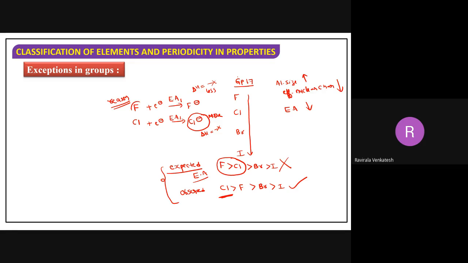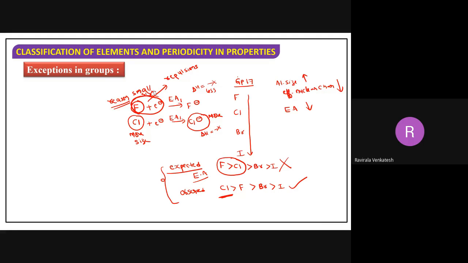So reason behind this one. See, fluorine is small size or not? Which is having more size, fluorine or chlorine? Chlorine, sir. So when you are adding an electron, there will be some repulsions generated here because fluorine is very small size. Because of small size, repulsions are generated. Because of the repulsions, electron slowly adds to the fluorine.